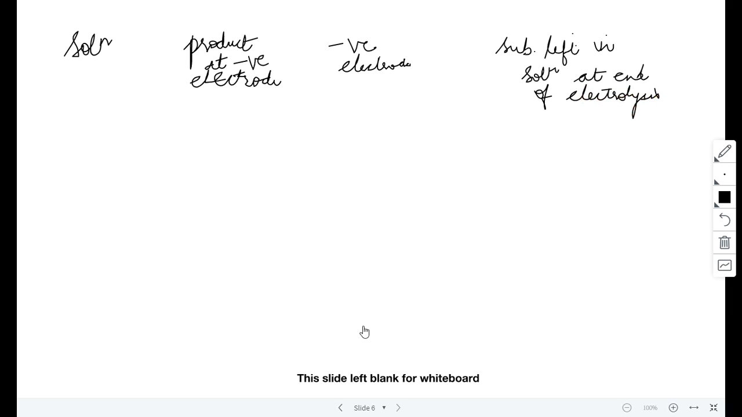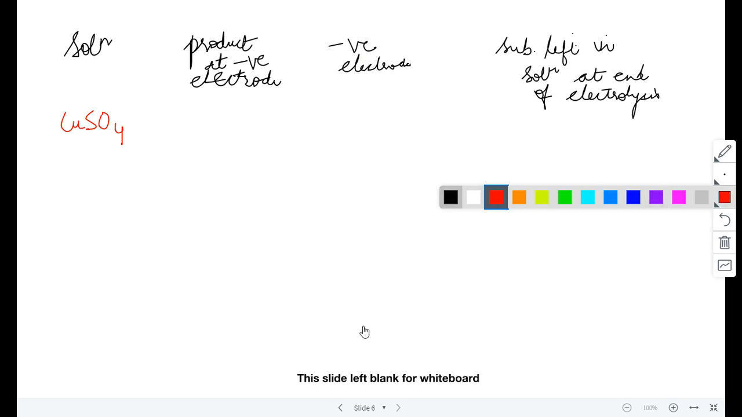Okay, so the first one I'm going to give you, let's talk about the easy one, copper sulfate. Now if you talk about the electrodes, the product at the negative electrode is copper. Negative electrode is cathode, right? Yes. When copper is discharged, hydrogen, because it is more reactive, will stay in the electrolyte, and copper will be discharged.